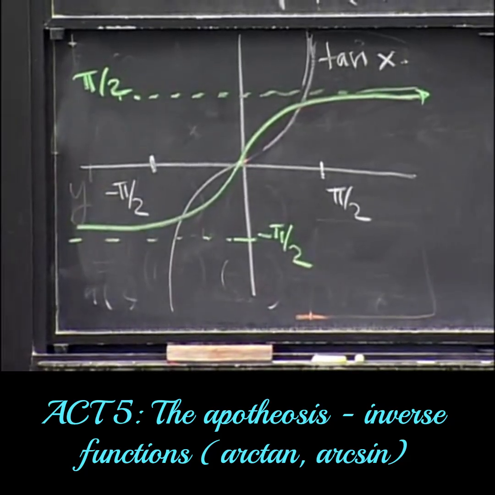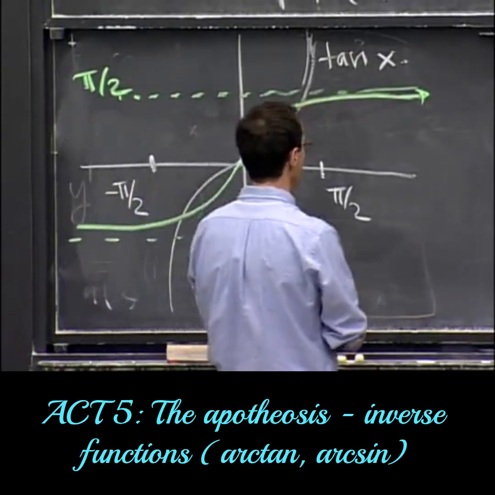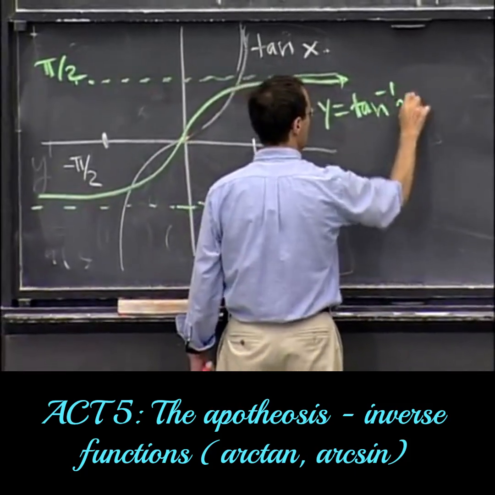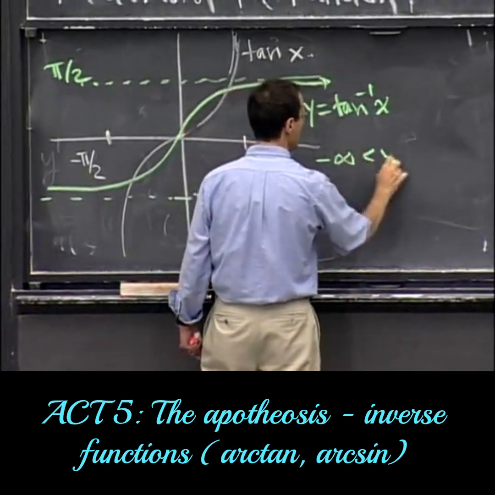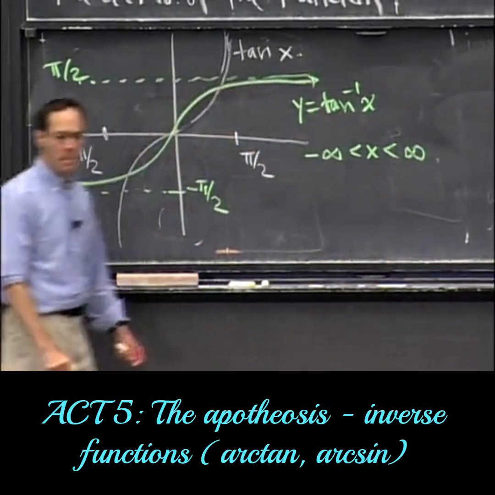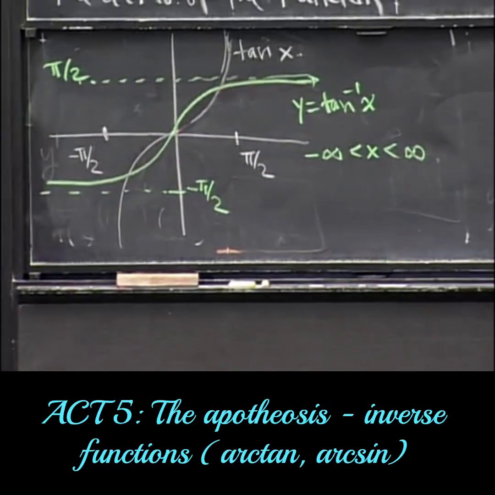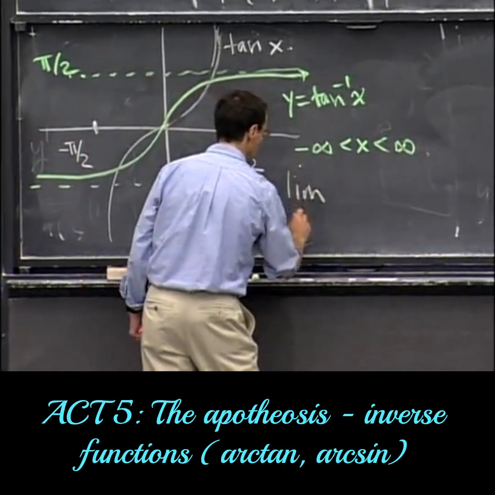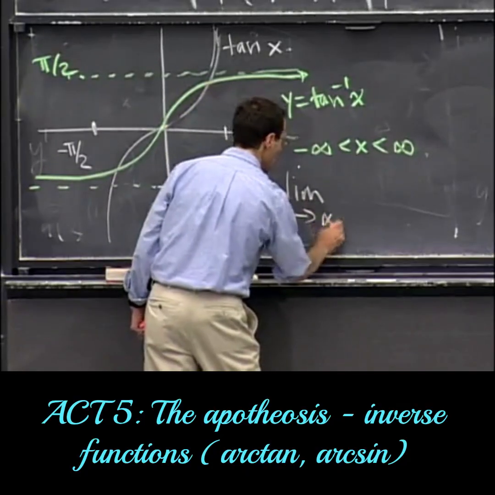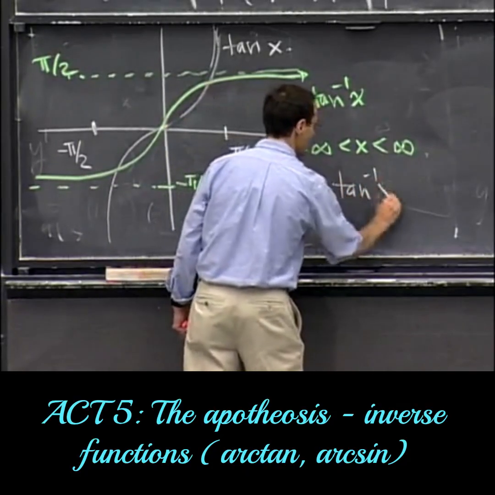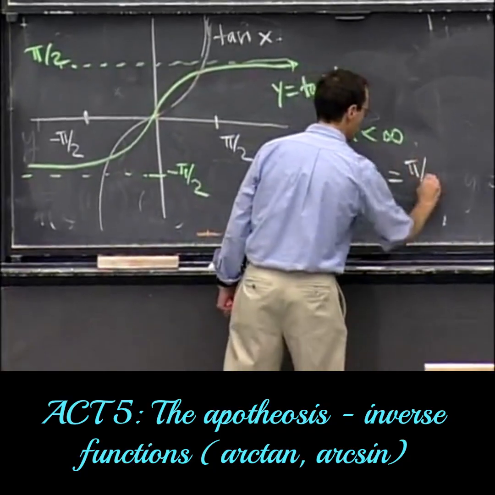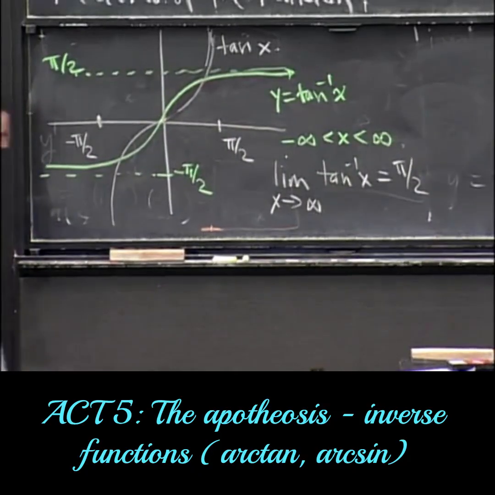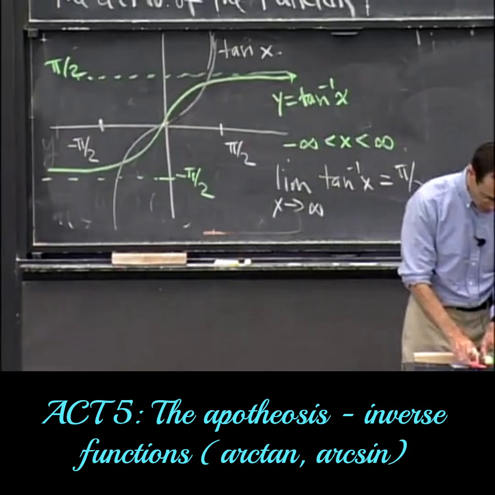It's defined for all x. So this green guy is y equals tan inverse x. And it's defined all the way from minus infinity to infinity. And to use a notation that we had from limit notation, as x goes to infinity, let's say, tan inverse x is equal to pi over 2. That's an example of one value that's of interest in addition to the finite values.